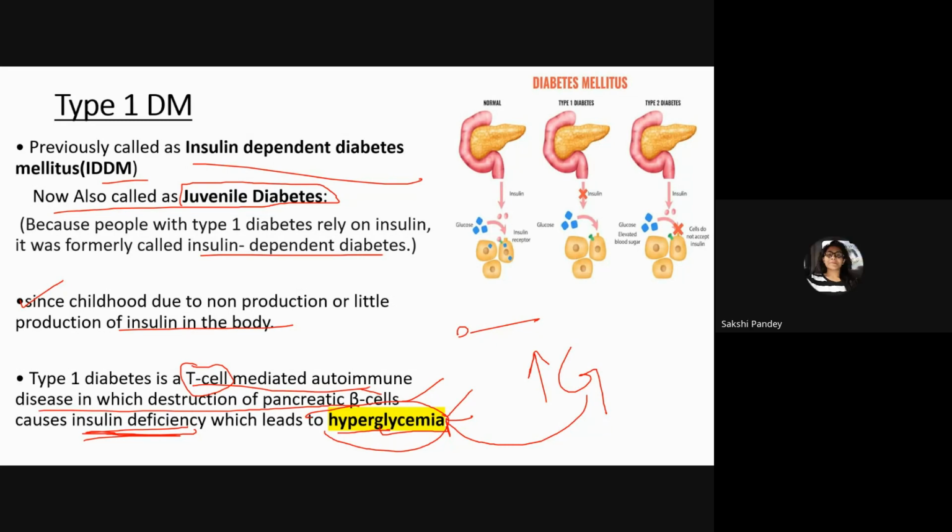Yes, ma'am. Okay. So now with the diagram, in the first diagram we'll see type 1 diabetes. This is the normal condition. This is a normal pancreas. It will release the insulin, and what will insulin do?